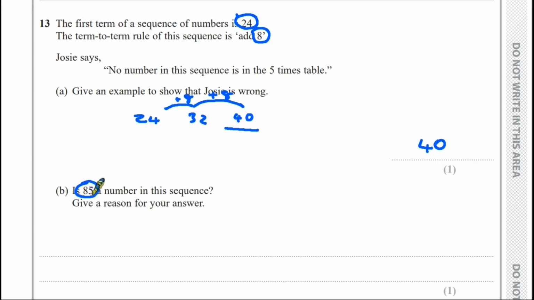85 is an odd number, so it cannot be in the sequence. So your answer needs to be all the numbers in the sequence are even. 85 is not, so it cannot be there.